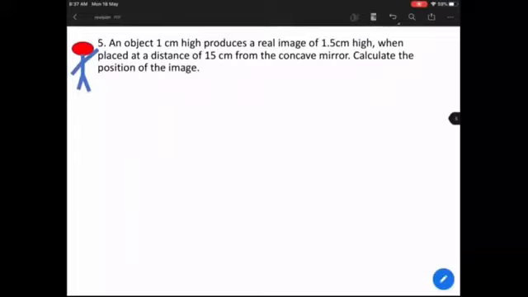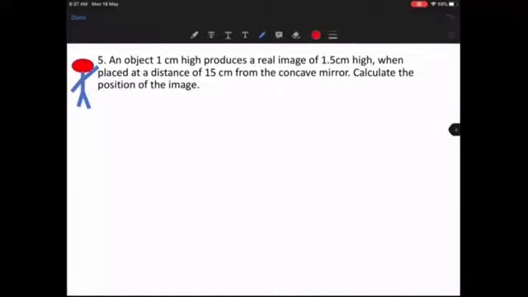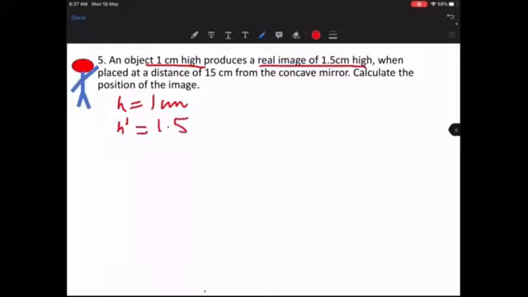An object is 1 centimeter high, produces a real image of 1.5 centimeter. You have to just read the lines very carefully and jot down what is the given data. So here what is given to you? An object is 1 centimeter high, which means my object height is 1 centimeter. This is my height given, the height of the object, correct? It produces a real image of 1.5 centimeter high. So 1.5 is the height of the image.